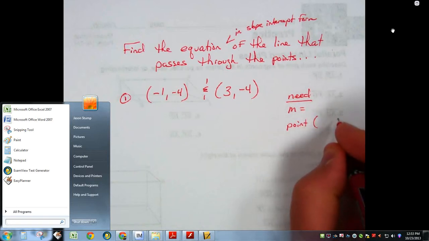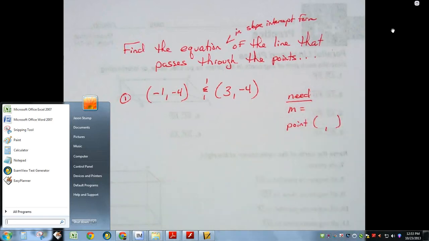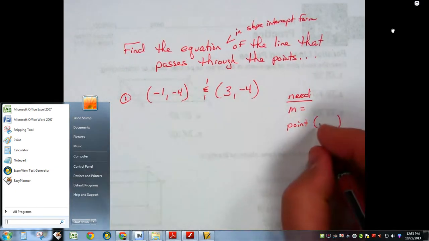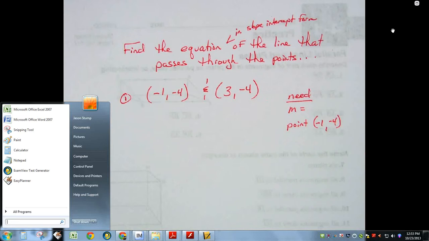How many points you got on the line? 2. You got 2 of those already. Which point you want to use? Do the 3, -4? The first one? -1, -4. Okay, we'll use that point. But I still need the slope. How can I find the slope?